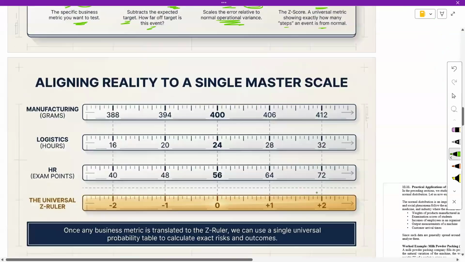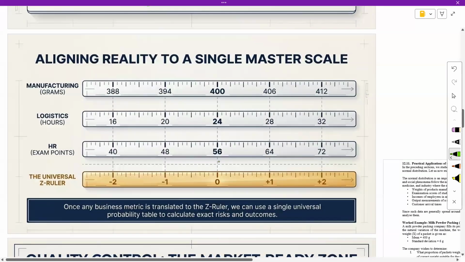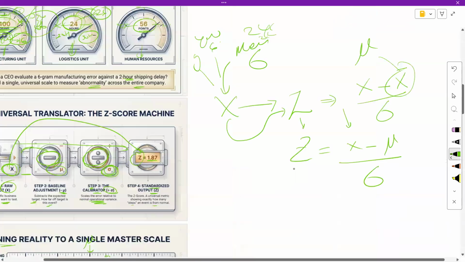Now let's see the business scenarios. We had three business scenarios. Now we are aligning to reality on a single master scale. You see the manufacturing of milk packets. The milk packet mean is 400, and the logistics mean is 24 hours. This is grams, this is hours, this is score. When we convert them, the mean, the average, becomes 0.